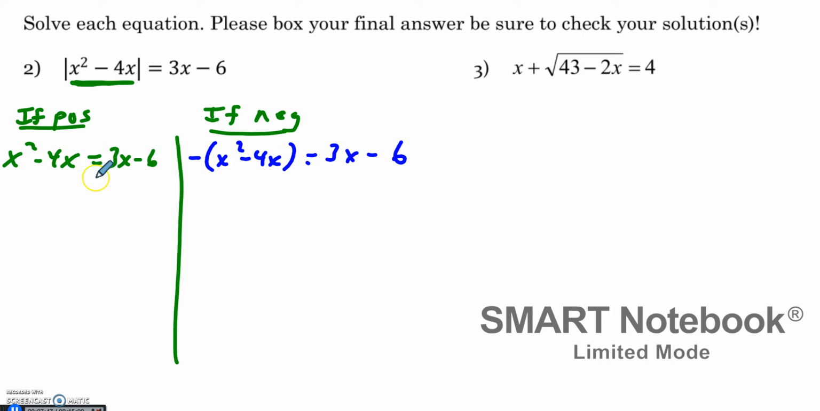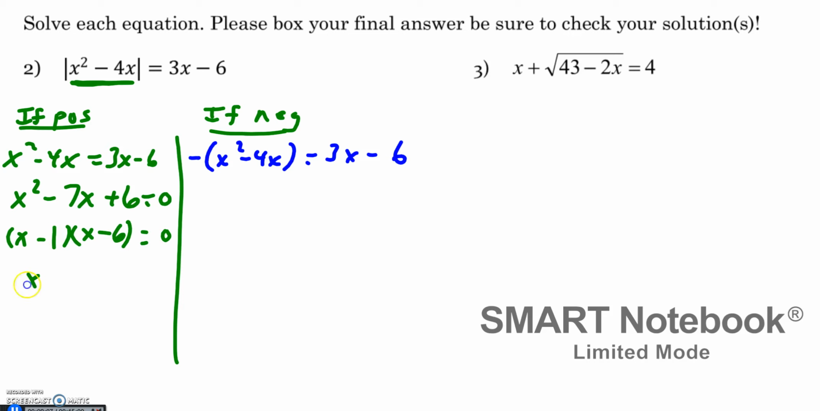If we solve the green one first, I see an x squared, so I'm going to move everything over to this side to equal 0. So we get x squared minus 7x plus 6 equals 0. Let's see if this factors. x times x is x squared. 6 times 1 is 6. Negative 6 and negative 1 combine to be negative 7. So that factors. So my two possible answers are 1 or 6, and we'll check them in a bit.